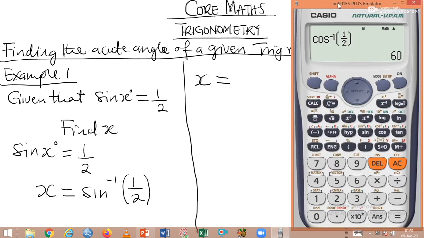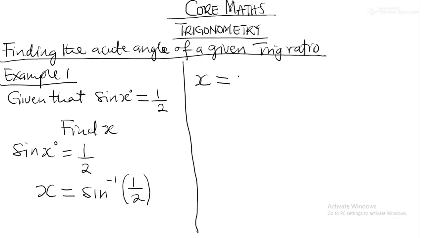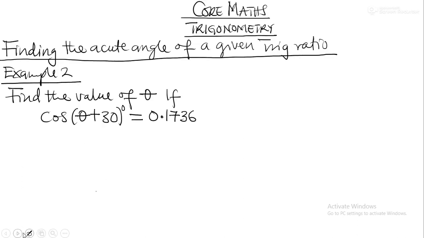Good. So let's clear this. We punch shift sine, and then we put in our half. We close the bracket and then equal to. Good. So we are getting what? 30. The calculator gave us 30. So it means that our angle is 30 degrees. So our x is 30. I hope you've gotten it. Good. Let's look at example 2.